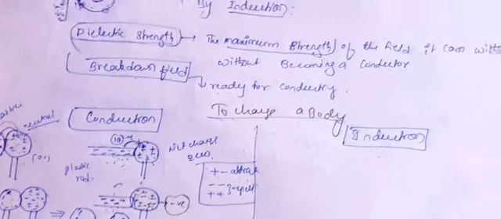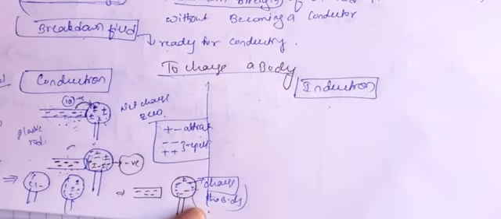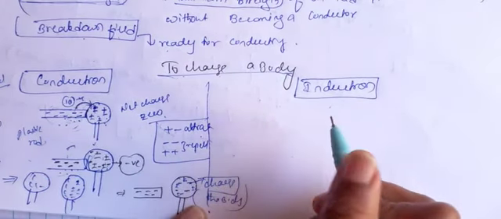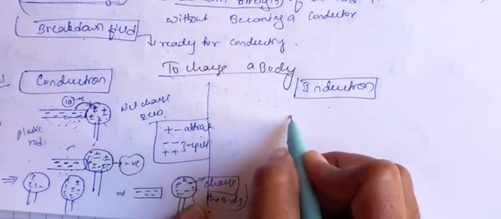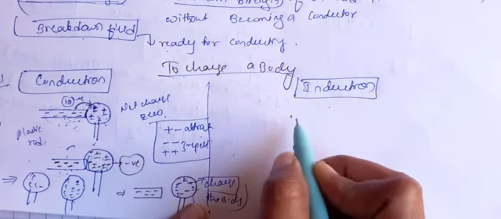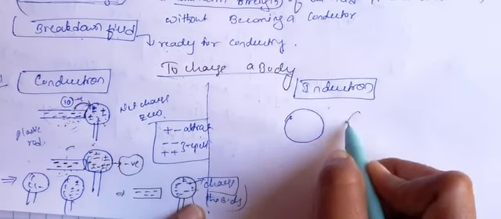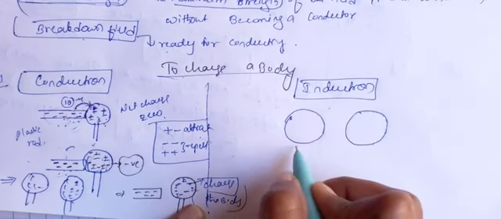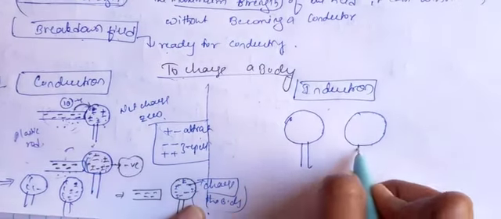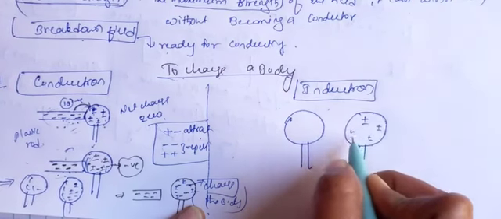Now, by induction also we can charge the body, whereas we can give conduction to the neutral body. So by induction, this is one body, and this is also one body. This is the neutral body, with positive, negative, positive, negative, positive, negative, and positive, negative.